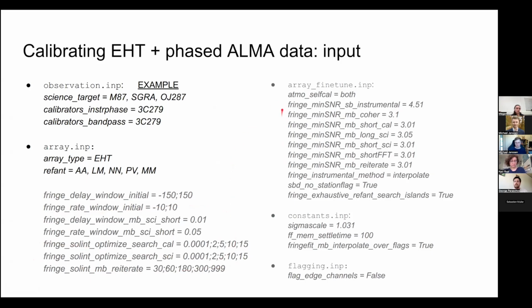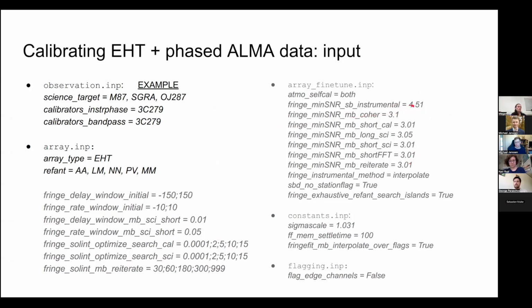Then we also know that we can, for EHT data, be a bit more aggressive in our fringe fit signal to noise ratio cutoffs. So the default version of the pipeline is quite conservative, but for EHT, we know we can put them to some lower values.